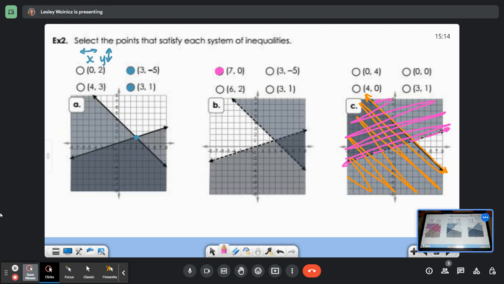So look for the point 0, 4. Do you see that it's on an orange boundary shaded and it's in the middle of the pink shaded area? So it's shaded twice.